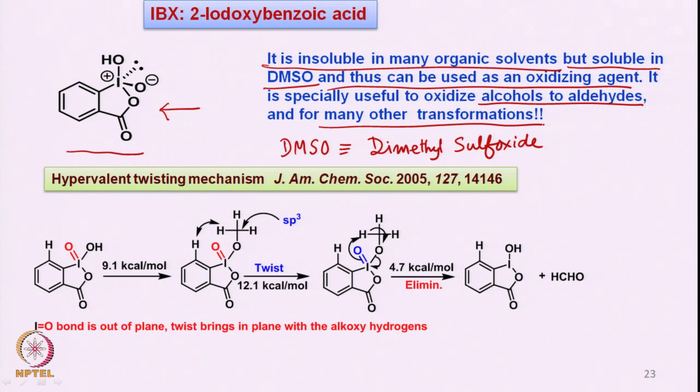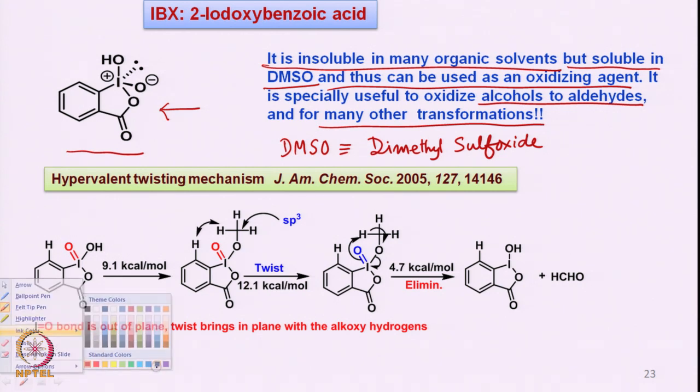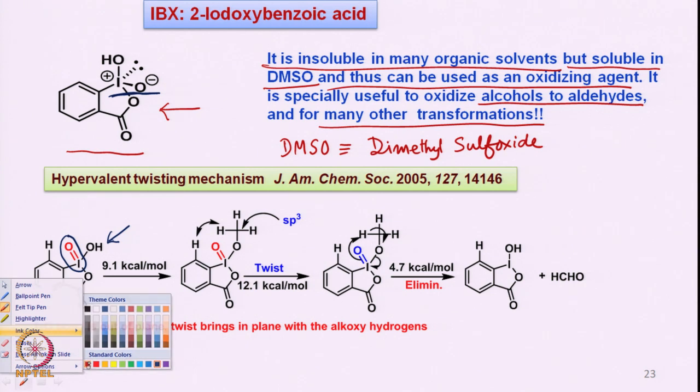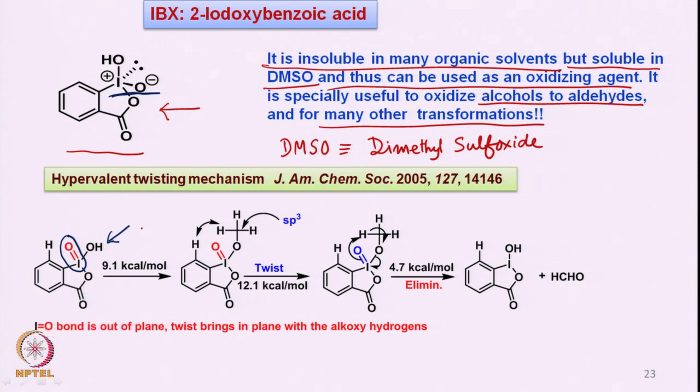For example, if one starts with this reagent which is shown here like this, you have this iodine oxygen double bond, which of course we can always write like this as I have mentioned above. However, when this hydroxy group at this position is replaced by the alcohol which is present, in this particular case say methanol is used as a substrate, and when the methanol replaces the hydroxy group from here, this is the intermediate that is formed.